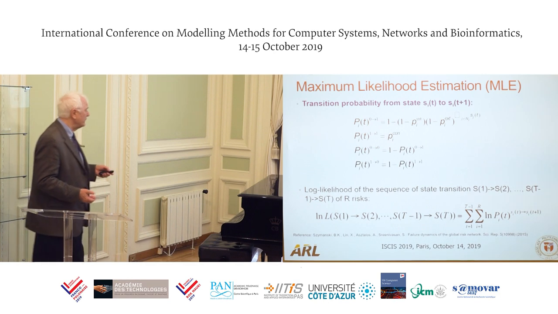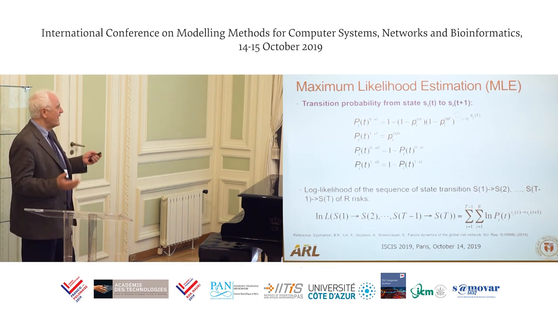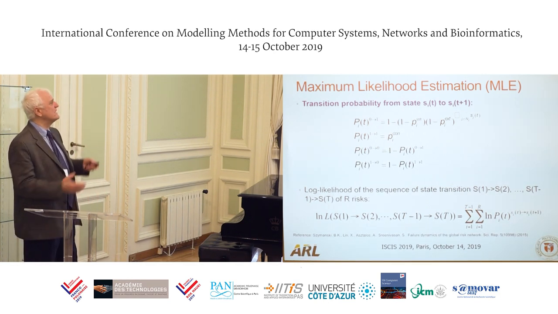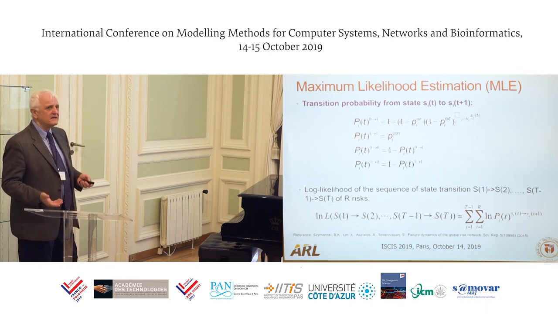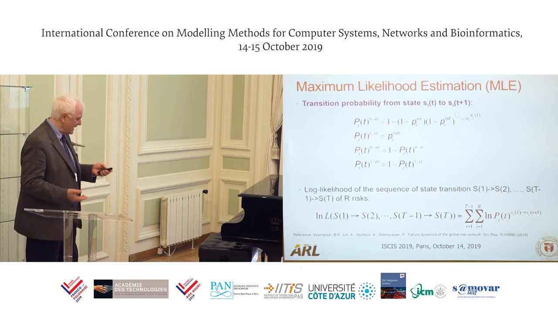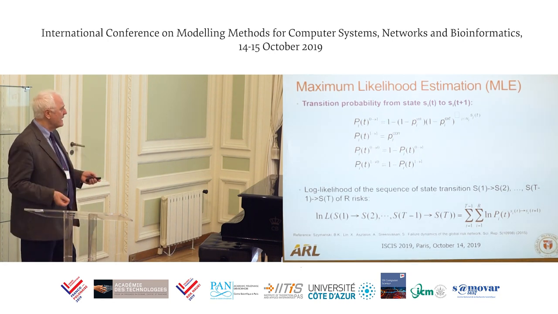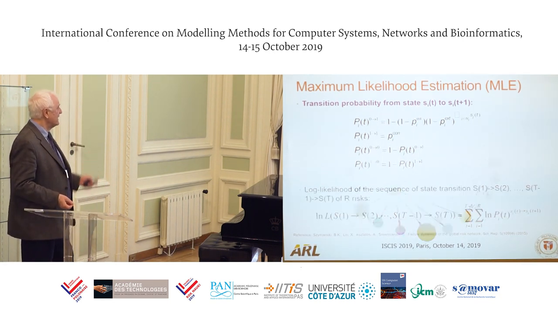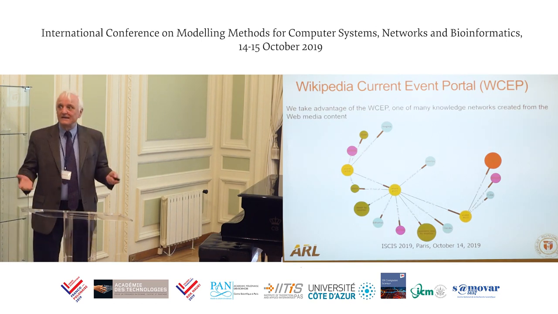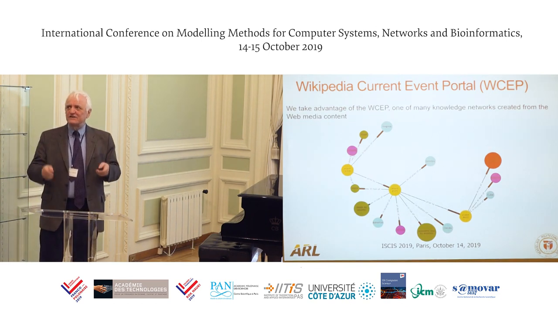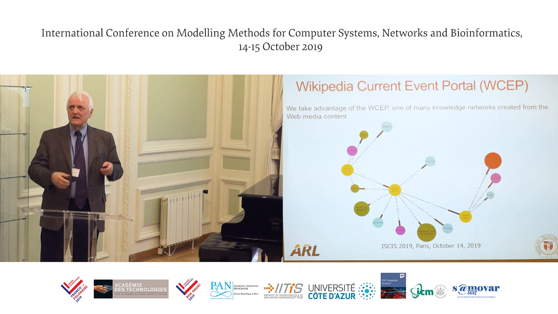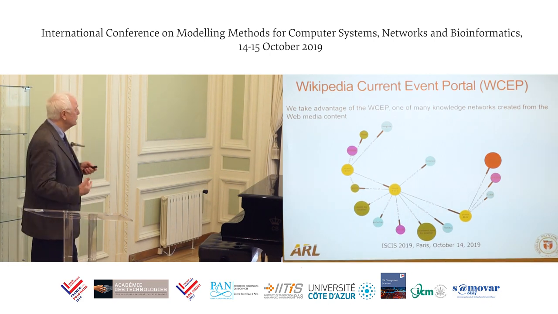So therefore, we can take the log of this and then try to match the data with these probabilities and see what is the discrepancy and find out the most likely values of alpha, beta, gamma, which give us the values. But for that, we need the data. We need the data on when each risk was active in the past in order to do this.